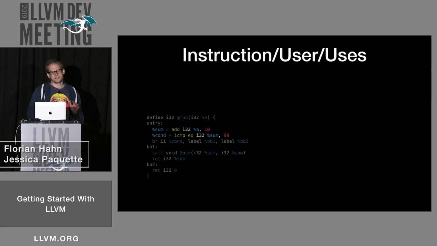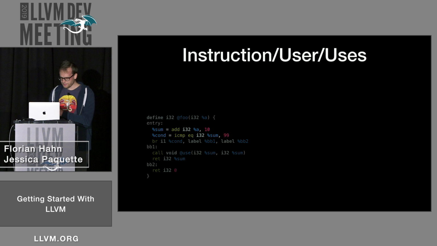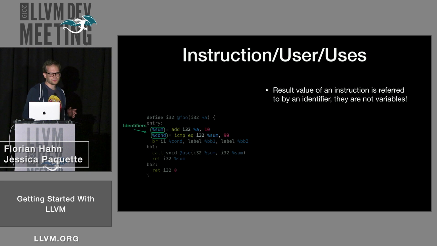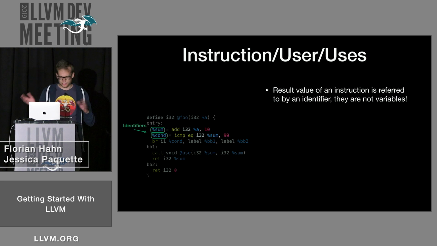So next, I'd like to briefly clarify some common terminology we use related to instructions, uses, and users. And for that, let's take a look. Let's focus on the two instructions on the slide, where we have an add instruction and a compare instruction. So first, we use labels to refer to the result value of an instruction. But it's important to note that those are not variables. So we cannot assign to them. And those labels, they have to be unique. They are kind of a unique reference to the result value. For example, we use sum to refer to the result of the add instruction and cond for the compare instruction.